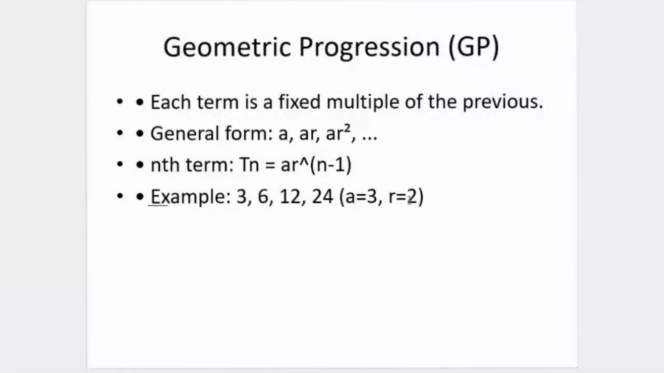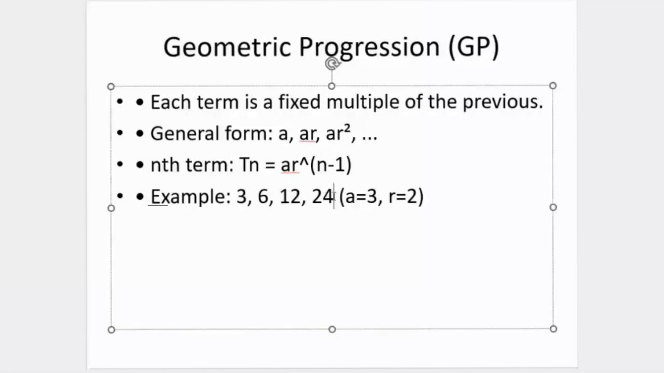Because if you look at this GP, 3 times 2 gives you 6. 6 times 2 gives you 12. 12 times 2 gives you 24. And so on and so forth. So we're going to continue this GP. The next step would be 24 times 2, which gives us 48, and then continuing on gives us 96, and then 192, and so on and so forth.